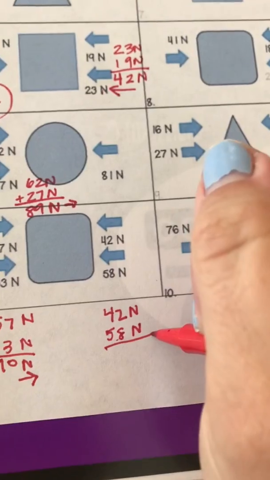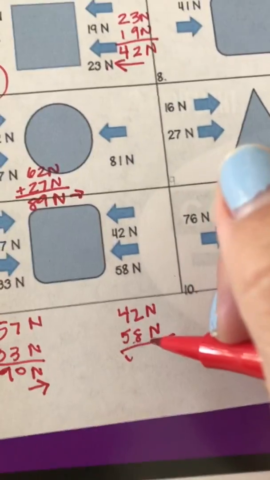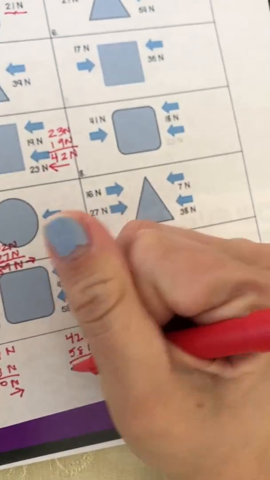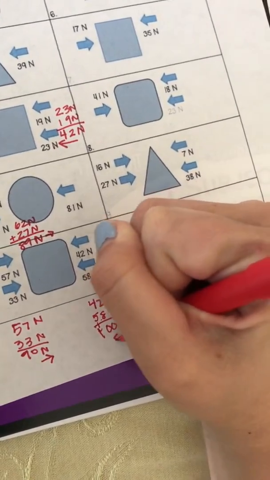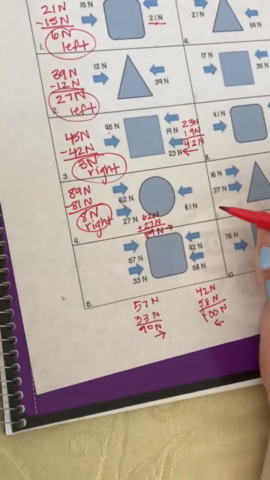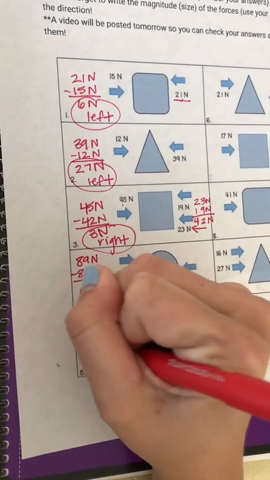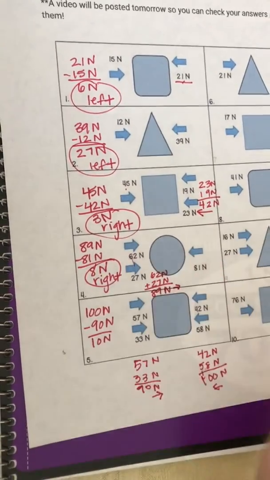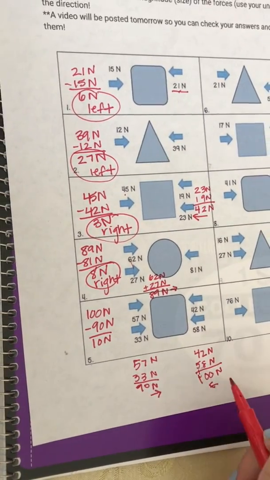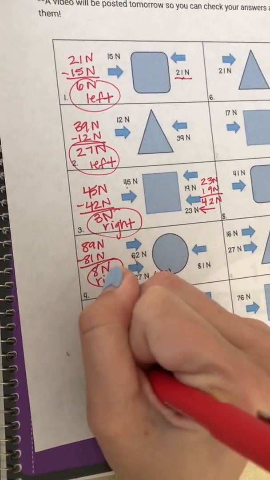And that is going to be 100. I cannot write apparently. Okay, sorry guys. 100 newtons going to the left. So if I go over here, I'm going to take 100 newtons minus 90 newtons. That's going to leave me with 10 newtons, and it's going to the left because on my bigger side, the arrow is pointing to the left.